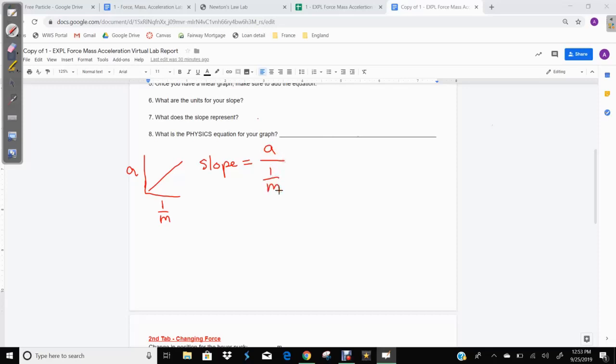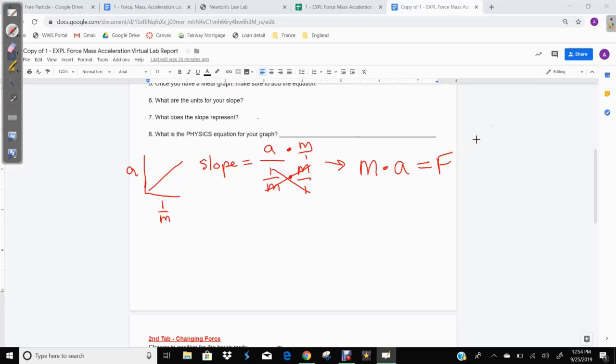Now I'm going to show you, you can do this with the variables just the way that they are. I know that I have to get 1 over mass out of the denominator because we can't have 2 fractions. So if I multiply by the reciprocal, multiply by mass over 1, our slope is actually acceleration times mass. But I'm going to write it like this: slope is mass times acceleration, which, if you remember, is the equation for force.